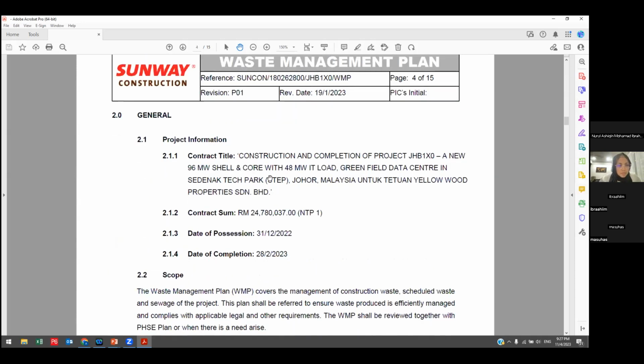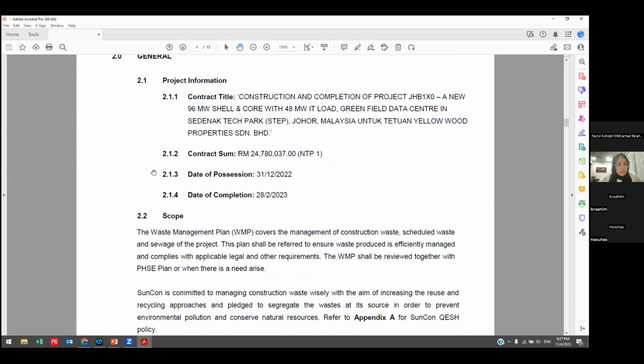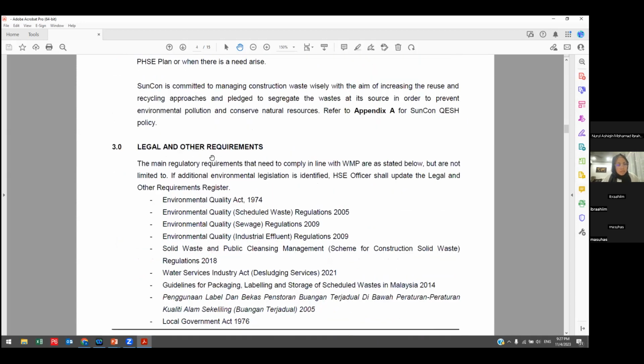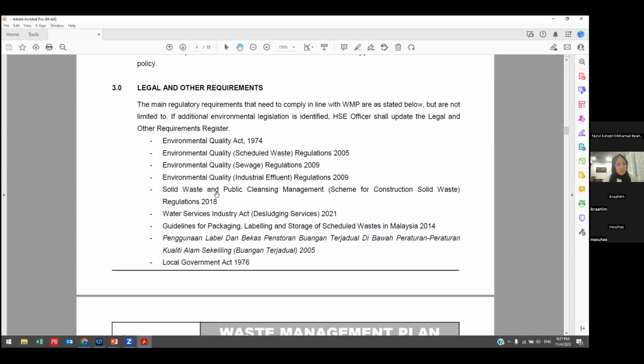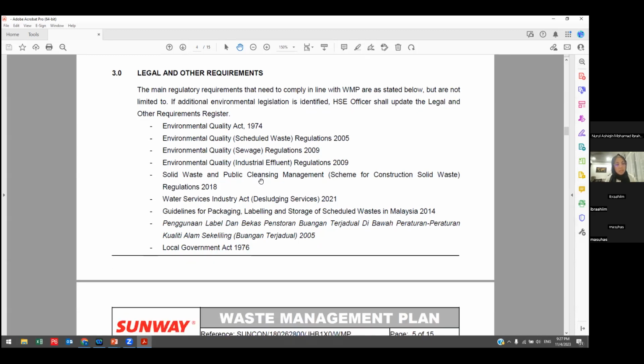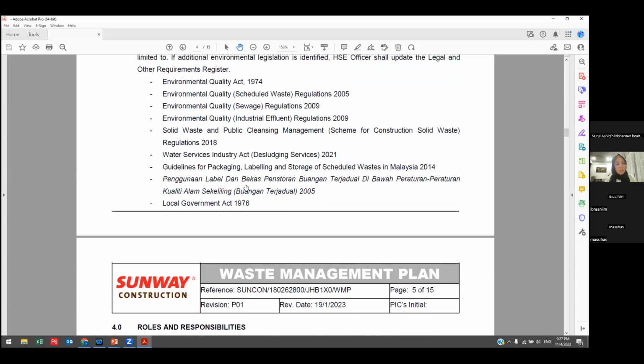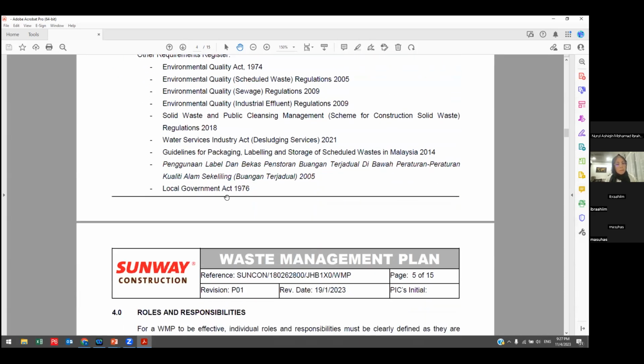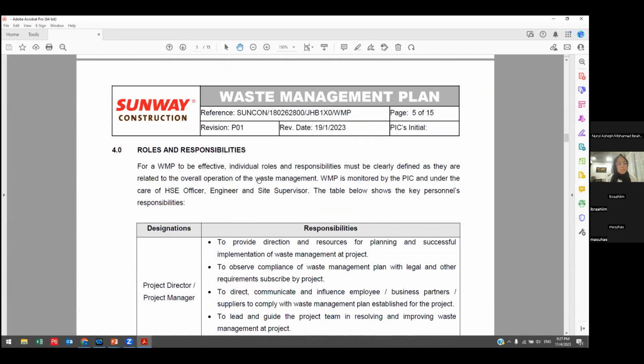Okay, and then this is the content, distribution numbers, and some info on the project, the scope of works, and they need to understand the legal and other requirements. Most of the requirements refer to the Environmental Quality Act, DOE, Water Services Industry Act, Solid Waste and Public Cleansing Management. There are a lot of items that need to be complied with. Also the local government. Let's say here our project is under Kulai, so we need to get advice from Kulai also.